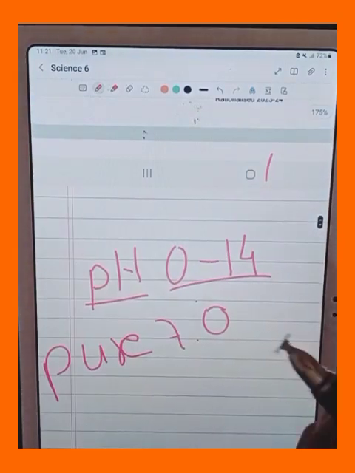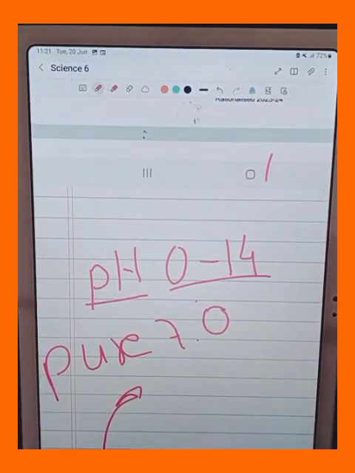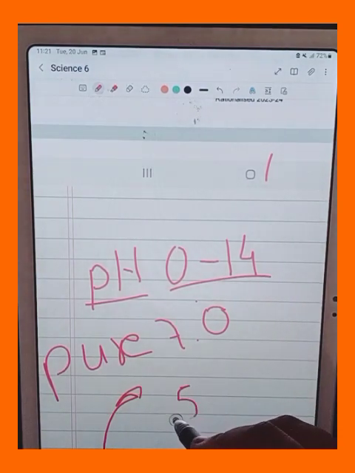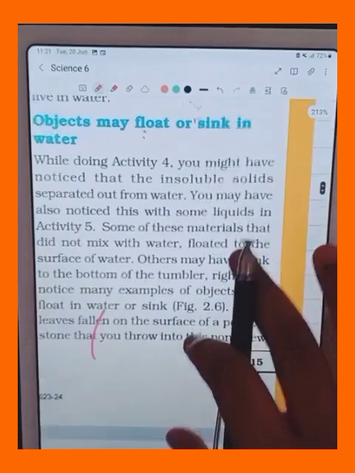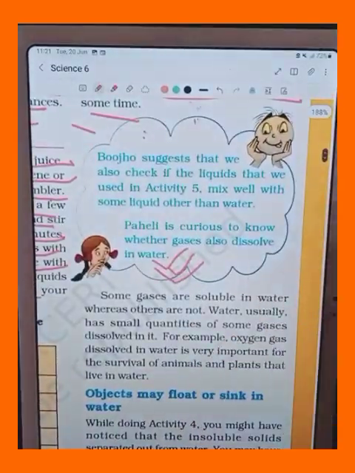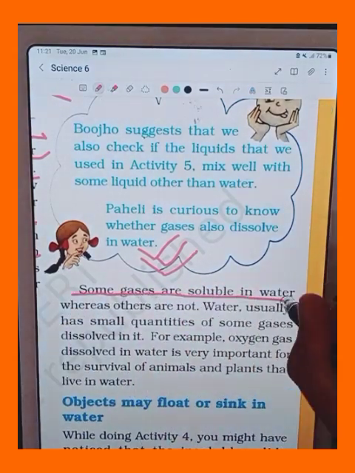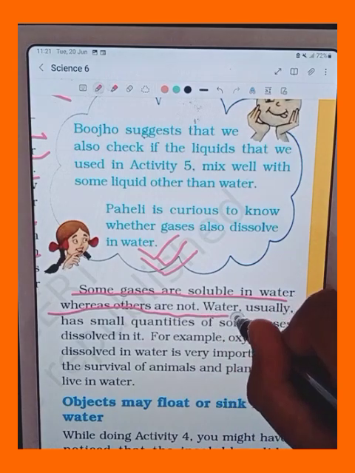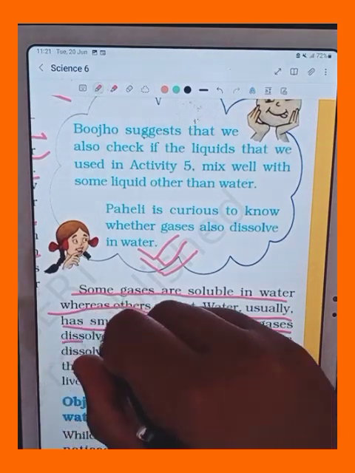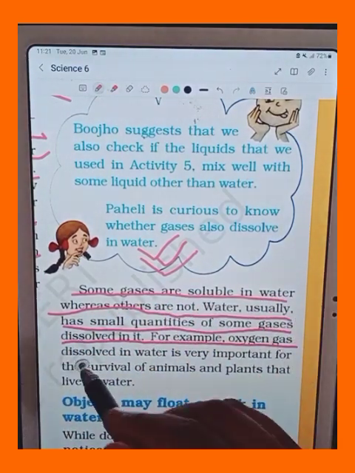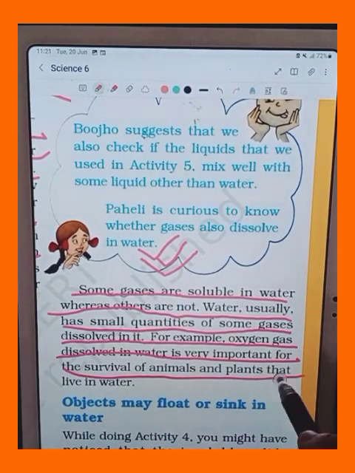So what it says is that when carbon dioxide is added to pure water, it dissolves, making the water acidic, to about 5.7. It's a weak acid and changes the taste also. So that is why Paheli is correct. Some gases are also soluble in water, whereas others are not. Water usually has small quantities of some gases dissolved in it. For example, oxygen gas dissolved in water is very important for the survival of animals and plants that live in water.